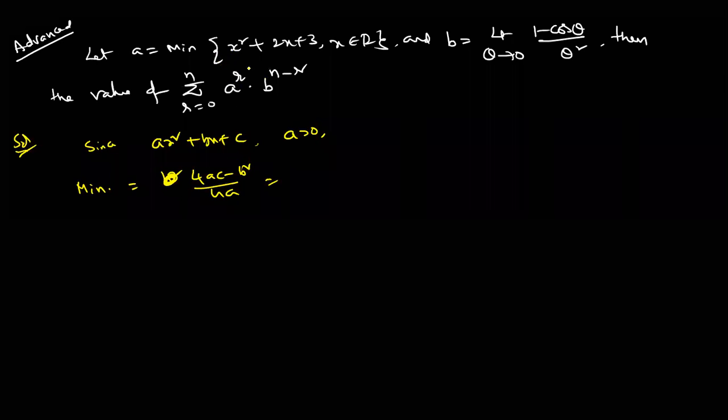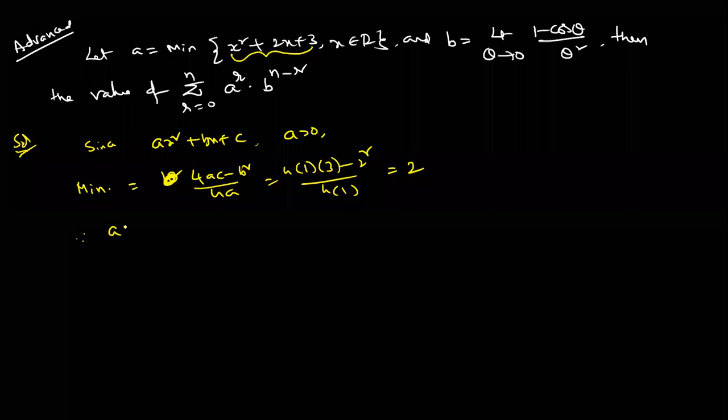Dear students, coefficient of x square is how much? 1, positive. So apply this value: (4 into 1 into 3 minus b square) by 4 into 1. How much is the answer? 12 minus 4, 8. 8 by 4 means 2. Fine. So what is A? The minimum is coming 2.